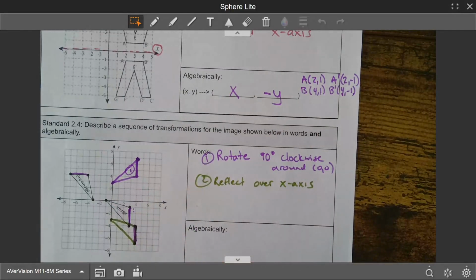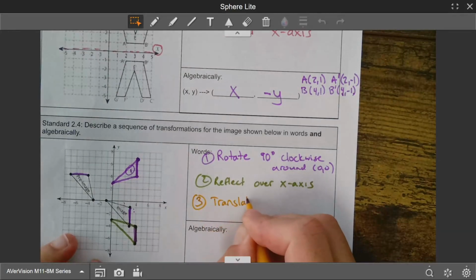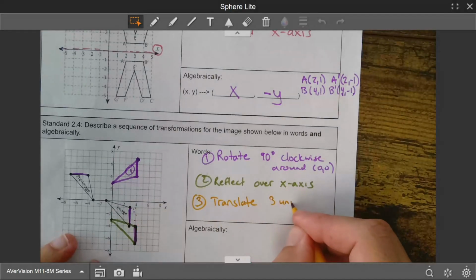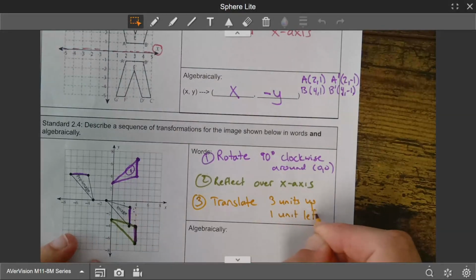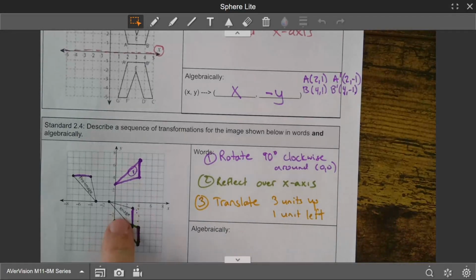All right. Last thing, I got to move it. It looks like we're perfectly lined up. It just needs to be moved to the right location. So I'm going to slide it up by translating. So I'm going to translate 1, 2, 3 up, 3 units up, and 1 unit left. 3 steps. So that will end us right there.